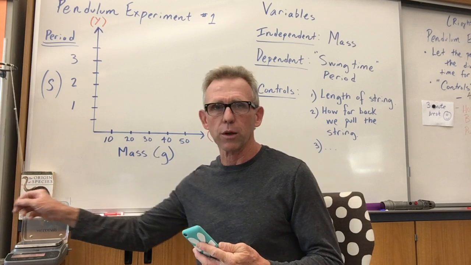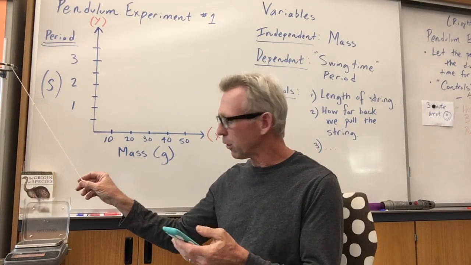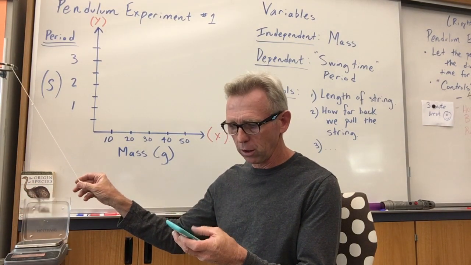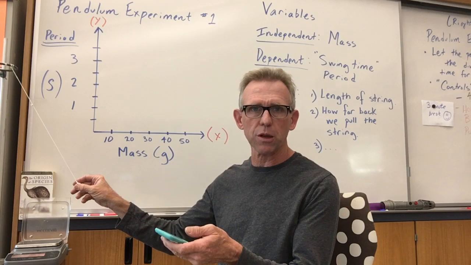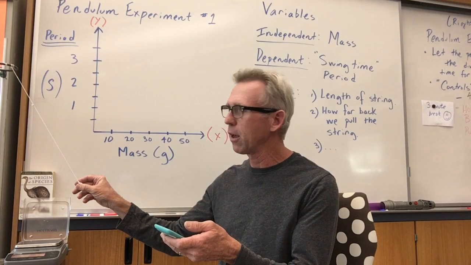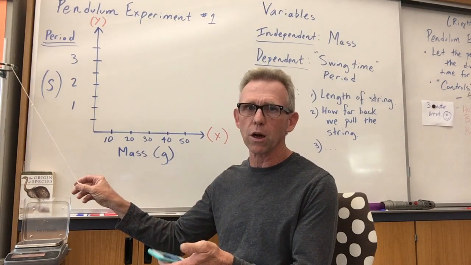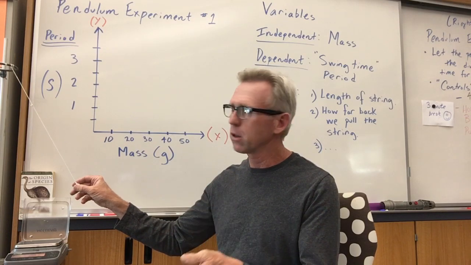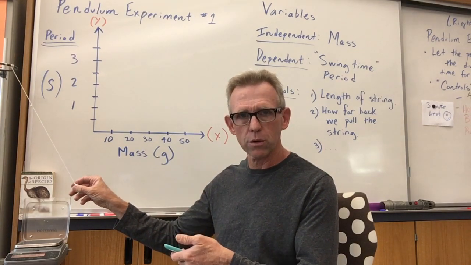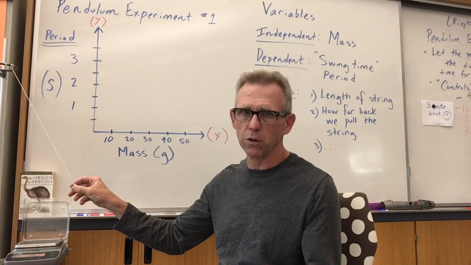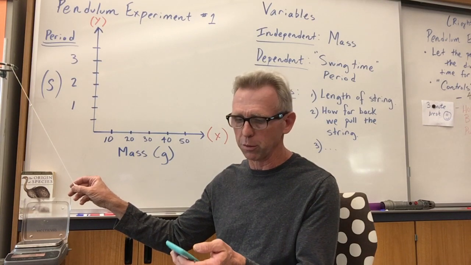So let's check this out. We're going to pull it back to the end of the chair. I'm going to start my stopwatch right when it starts to swing. The reason I'm doing that, it's really hard to time just one swing, so I'll time 10 swings and then divide by 10. Really easy to divide by 10, you're just hopping a decimal place.